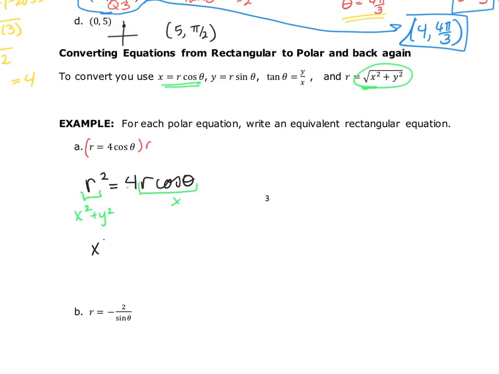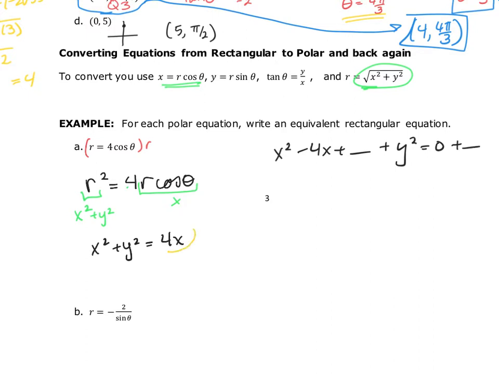So what I have is x squared plus y squared is equal to 4x. Now, because this is an equation of a circle, I could put it in standard form. So I'll take a moment to do that. I have x squared minus 4x plus something, so I have to complete the square, plus y squared is equal to 0 plus that something.